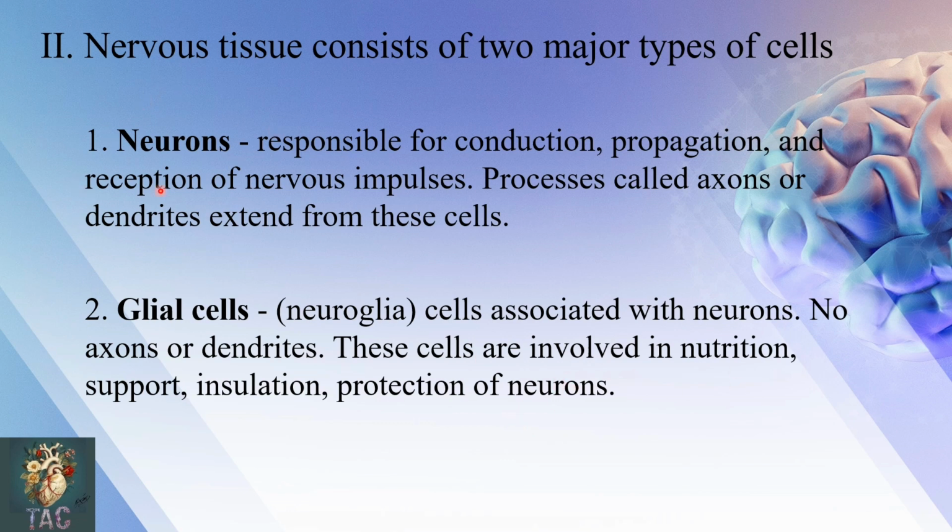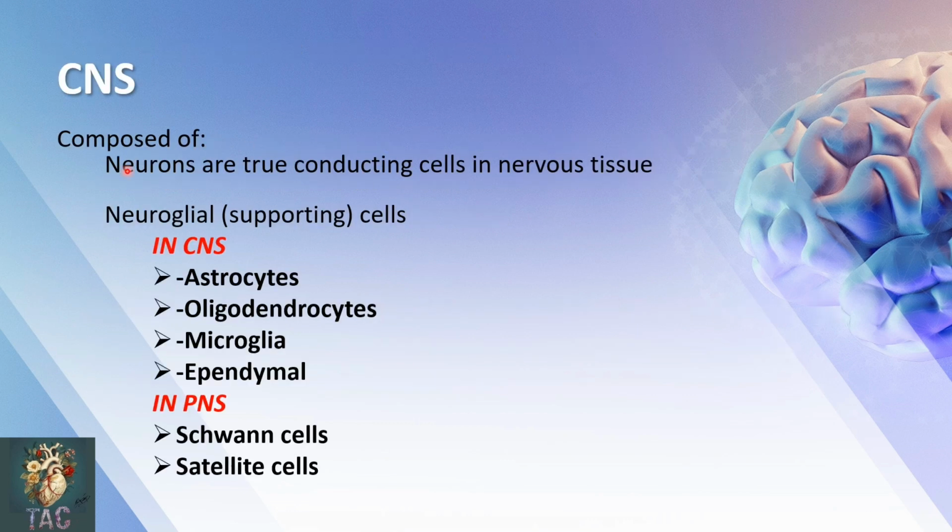And basically neurons are the cells which are responsible for conduction, propagation and reception of nerve impulses. So the CNS is composed of neurons, the true conducting cells in nervous tissue, and neuroglial cells, two types of cells. In the central nervous system, the glial cells are the astrocytes, oligodendrocytes, microglia and ependymal cells, and in the peripheral nervous system they are the Schwann cells and the satellite cells.